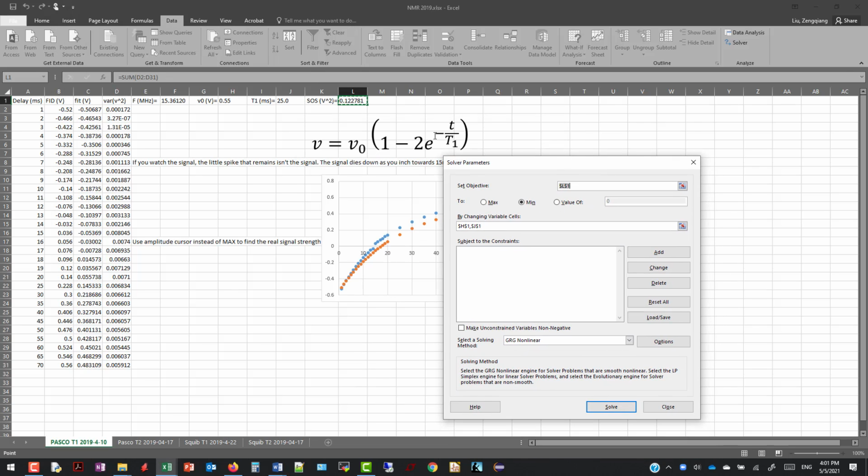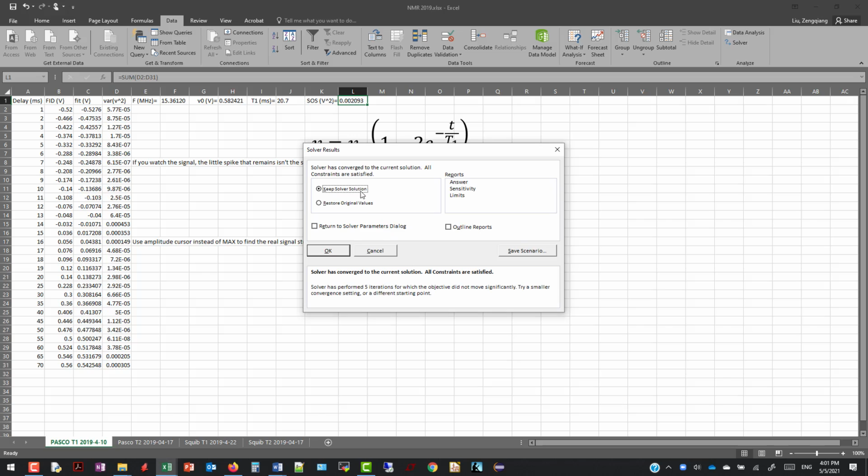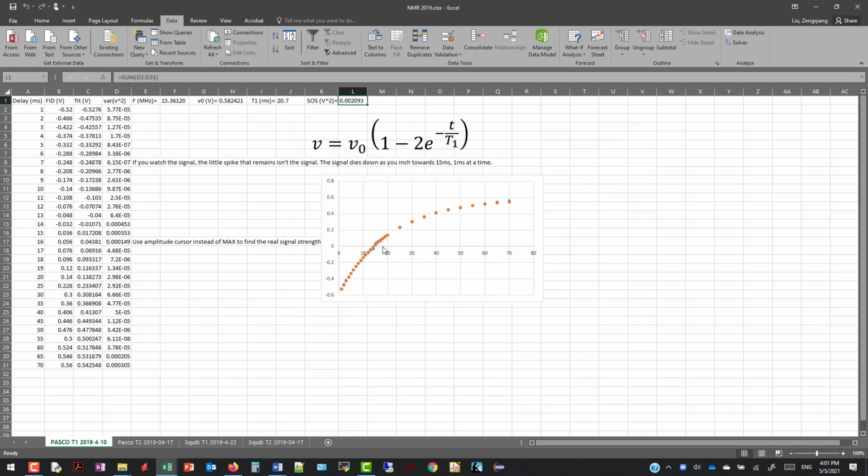So we select our objective, which is sum of squares, and we wish to minimize that by changing these values. The values are H1 and J1, so V0 and the T1, and then we'll just uncheck that and do solve. Remember, this was 0.12, now it's 0.002, so that does minimize this, and you can see the fit is actually quite nice. So we solve the T1 to be 20.7 milliseconds.